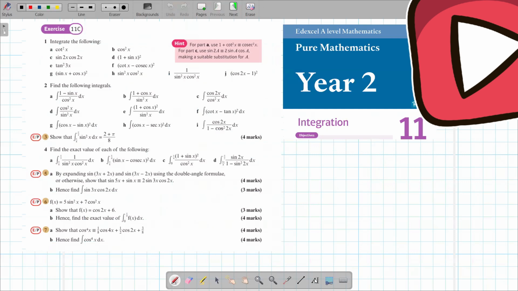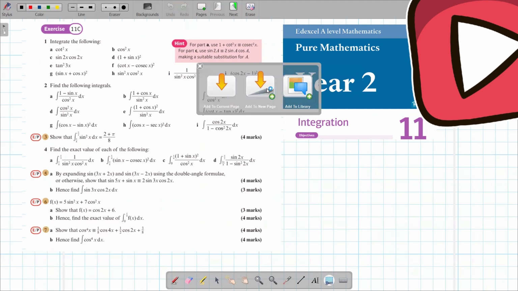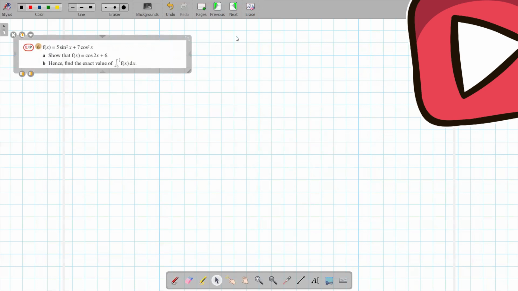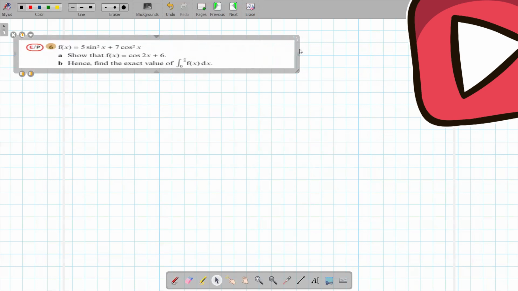What about the next one? Number 6. This is also very interesting. Let's add the last one to a new page. We will discuss the last one. Let's see this one.